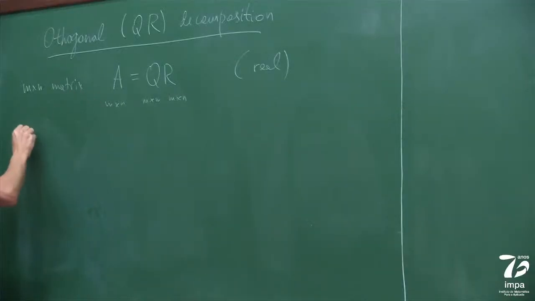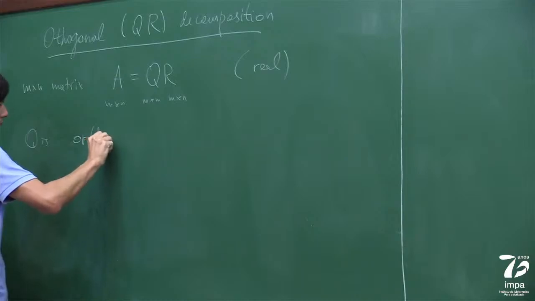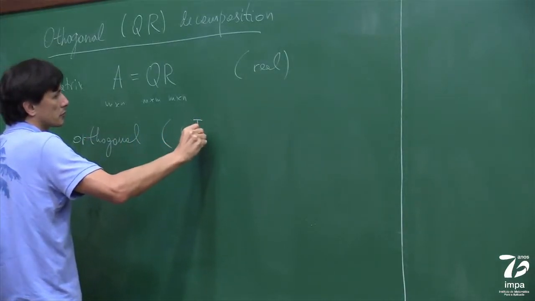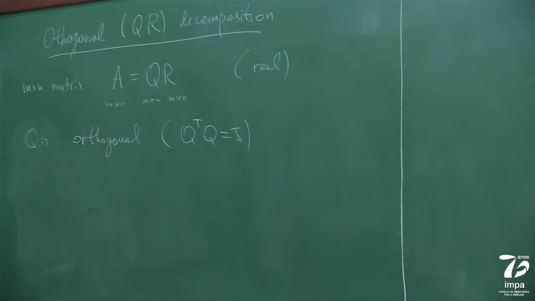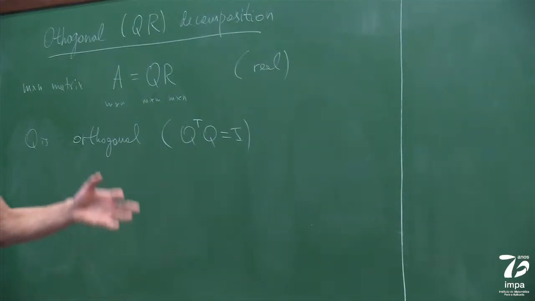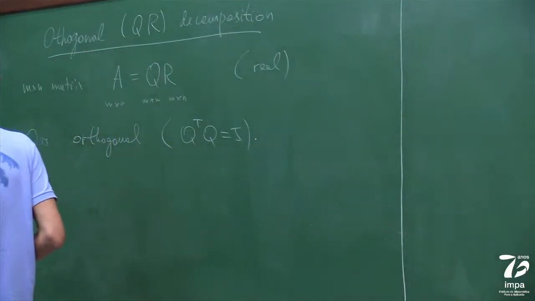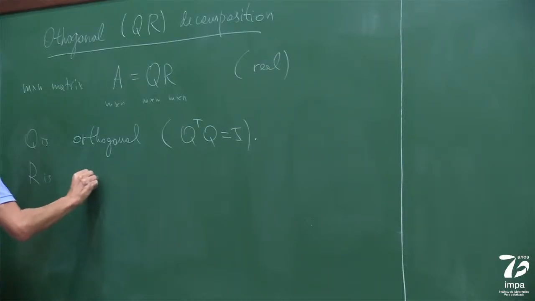So that here Q is an orthogonal matrix. And remember, orthogonal means that the inverse coincides with the transpose. And the geometric meaning of the orthogonal matrix is just rotation in m-dimensional space or reflection. And R is upper triangular.